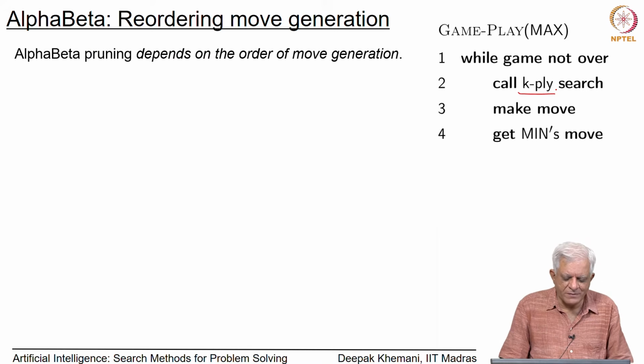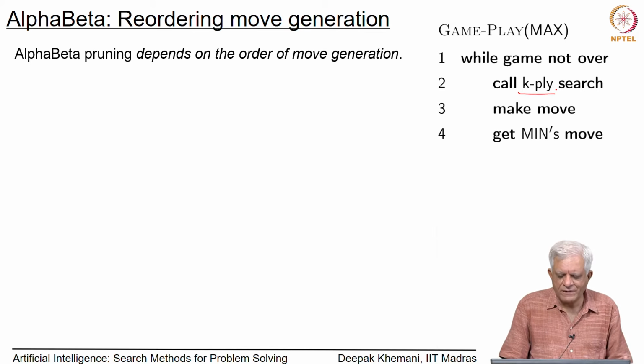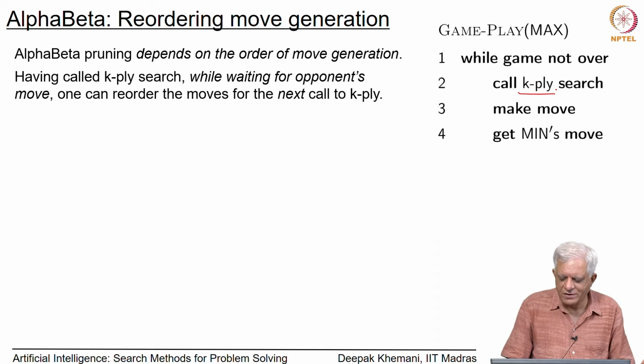And one of the things that has been proposed is as follows: because alpha beta pruning depends on the order of move generation, and if you look at a few examples, you will realize that if the best moves are found early, then there is more cutoff, and if the best moves are found late, then there are fewer cutoffs. So, if you have identified the best moves during your k-ply search, then having called k-ply search while waiting for the opponent's move, one can reorder the moves for the next call to k-ply, because again you are going to call k-ply again.